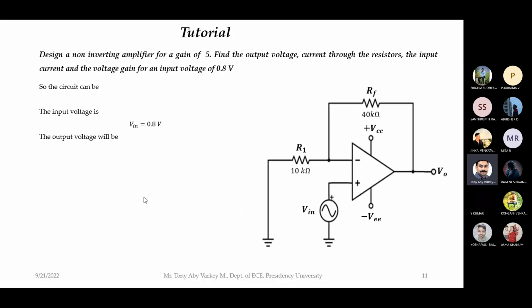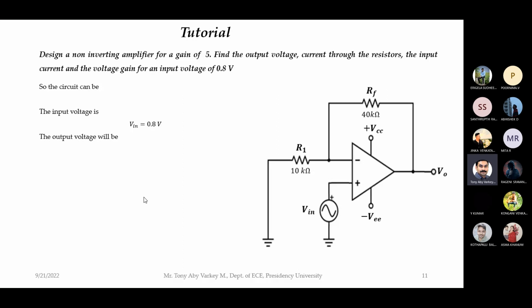What should be the output voltage? Output voltage means what? Gain into input. So what will it be? 3.2 volts. No, what is the gain? 5, sir. So 5. What will be the output voltage?